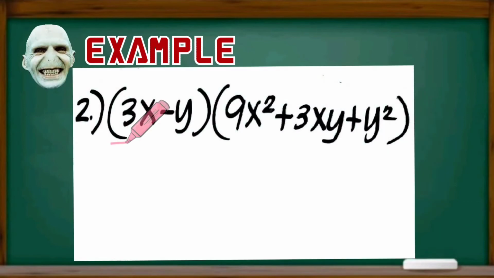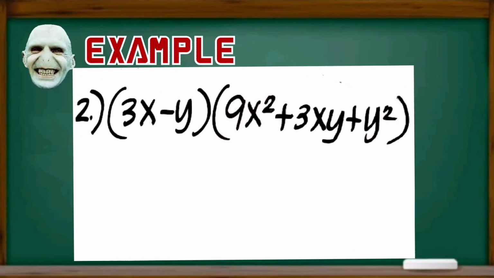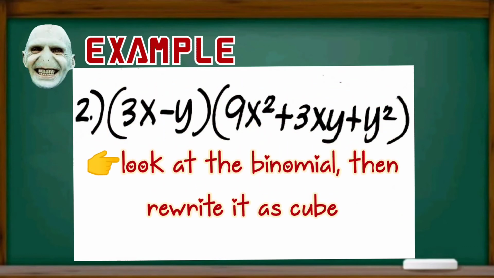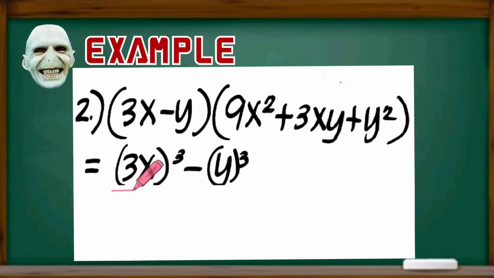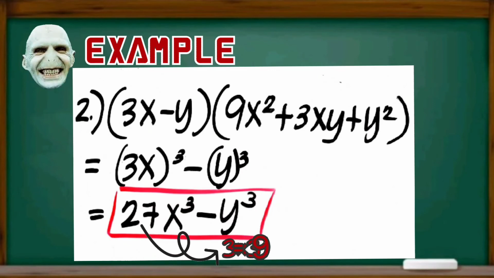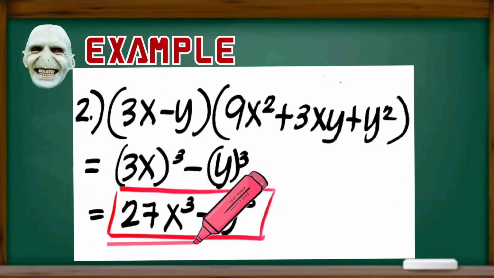Another example, (3x - y)(9x squared plus 3xy plus y squared). So, uulitin ko. Titingnan lang natin yung binomial, i-rewrite as cube. So, the first term and the second term. So, (3x) cube minus y cube is equivalent to 27x cube minus y cube. So, bakit naging 27? Because 3 times 3 is 9 times 3, 27. So, the answer is 27x cube minus y cube.